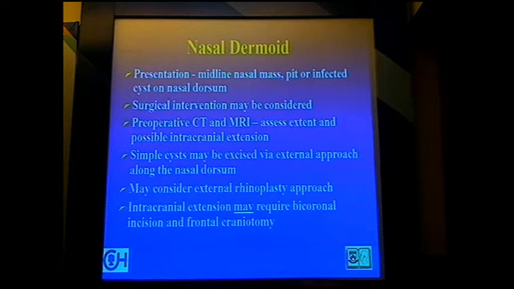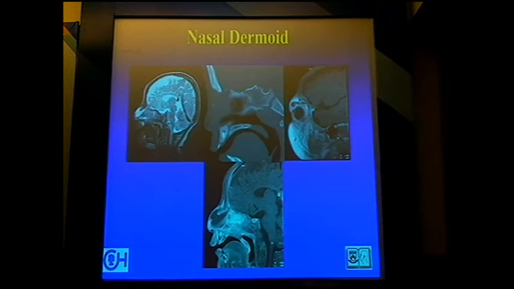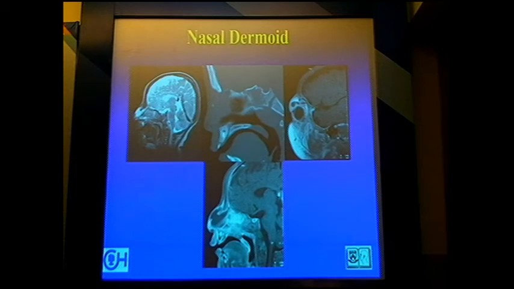Sometimes, on rare occasions, you may require a bicoronal incision and a frontal craniotomy, but I've been able to get away with not doing that for at least the past 18 years. So these are different examples of nasal dermoids that I've come across. Really, it's just that the anterior neuropore remains open and gets a connection, sometimes right up against the dura.